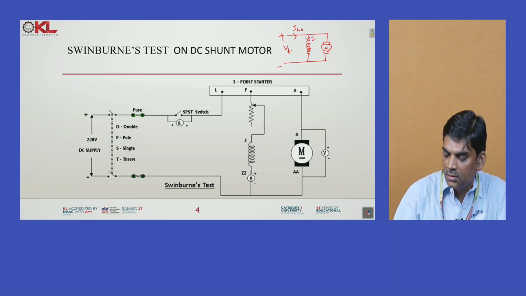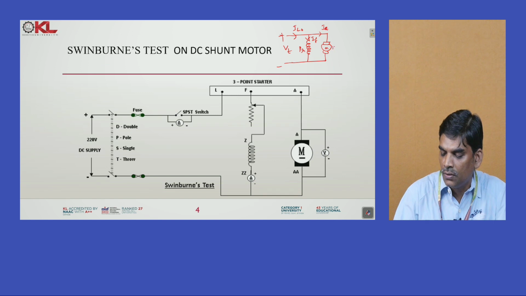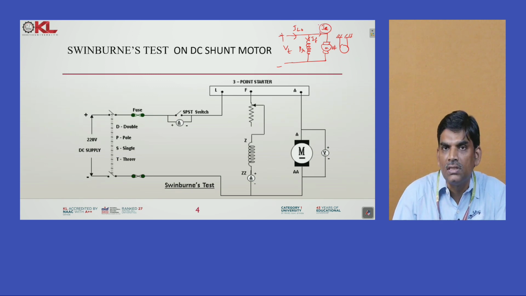Why is IF constant? Because this field winding offers some resistance, which is constant. Here the terminal voltage is constant and the resistance RSH is constant, so IF is always constant. The only remaining current is IA. This IA depends on the load you provide, and it varies. Here a belt drive is provided, so we can change the load. Once the load changes, IA changes, but IF is always constant.